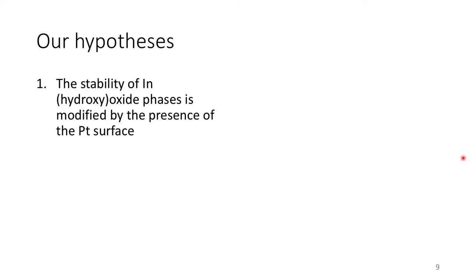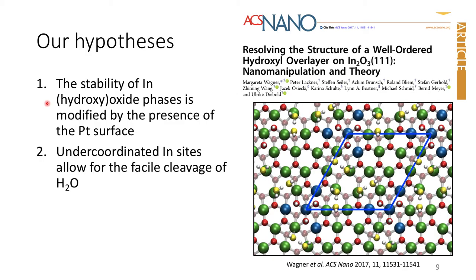Well, our hypotheses for why this is occurring are, 1, the stability of indium hydroxyoxide phases is modified by the presence of the platinum surface. So in other words, the stability trends of these phases are modified when they are present as a thin film on a platinum surface as compared to their stabilities in the bulk. And 2, under-coordinated indium sites, which are present on the lowest energy indium oxide surface, have been shown to facilitate the cleavage of water molecules in the literature. So this nice paper from the Diebold group in Austria demonstrated both experimentally and computationally that water dissociation is favorable on indium oxide surfaces at low temperatures, around 100 Kelvin.